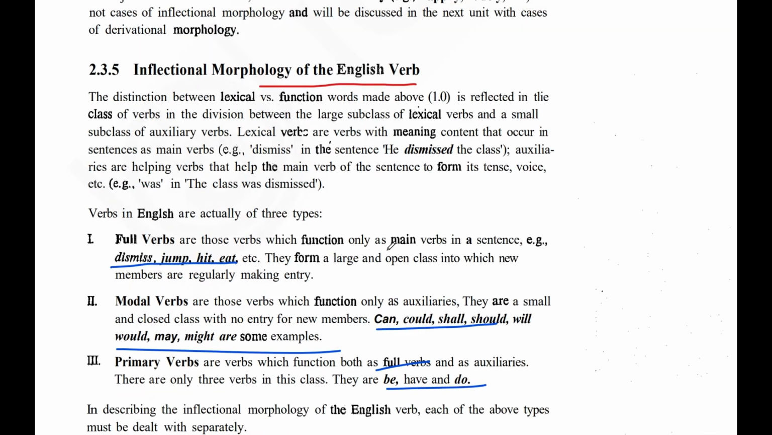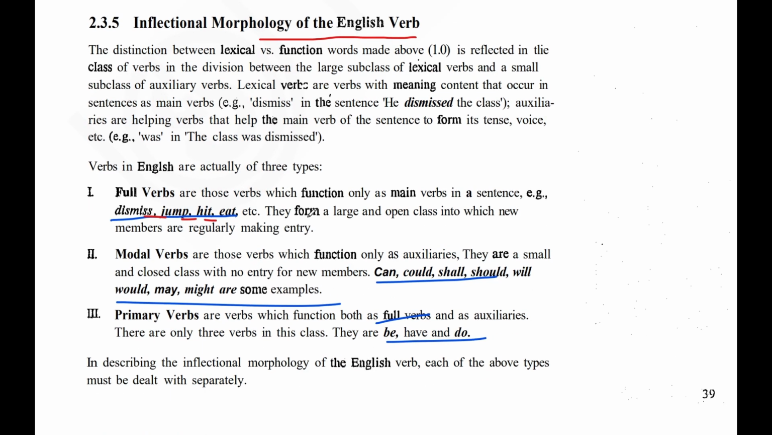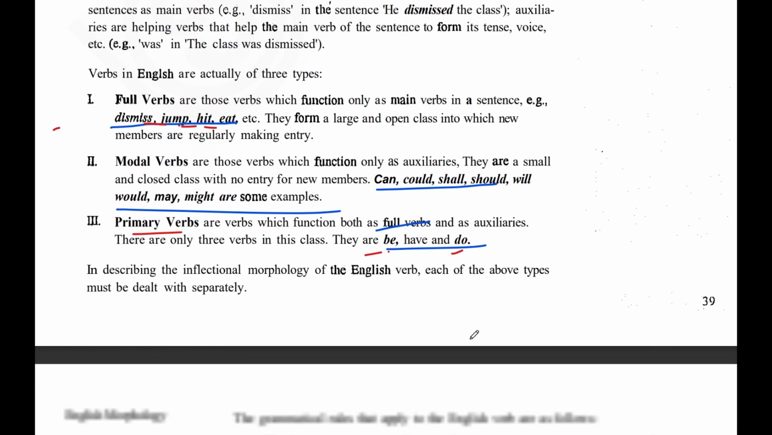Let's come to the morphology of English verbs. So it is mainly of the main verb function. For example, dismiss, jump, hit. The form changes depending on the number. For example, I jump, you jump, but he, she jumps. Okay. Then the modal verbs, for example, can, could, shall, should, will, would. These are all your modal verbs.